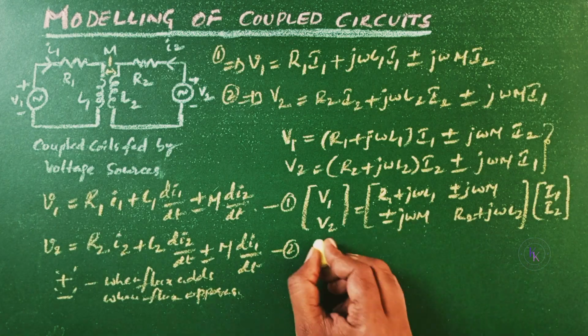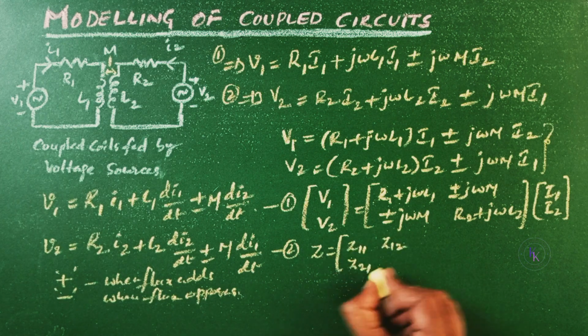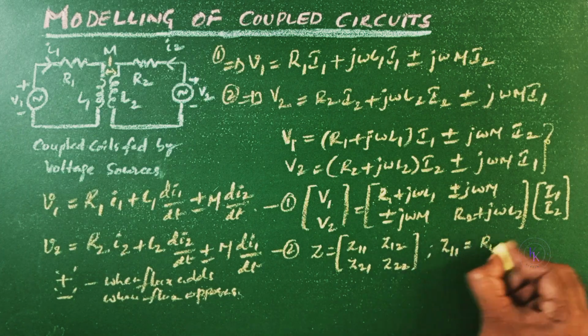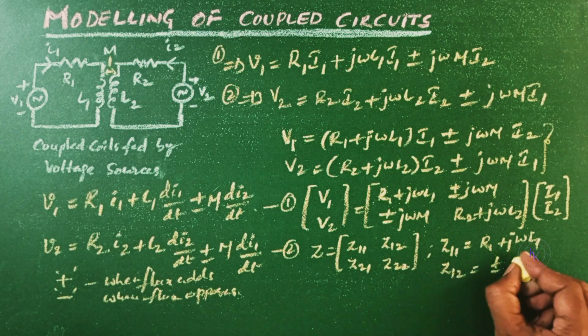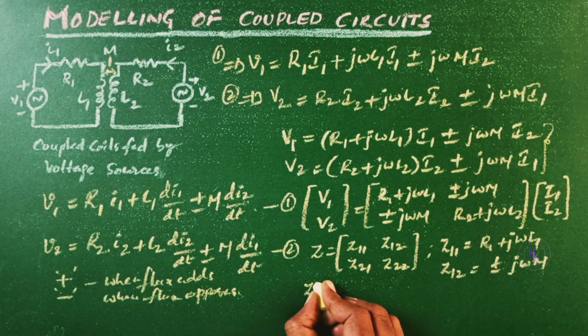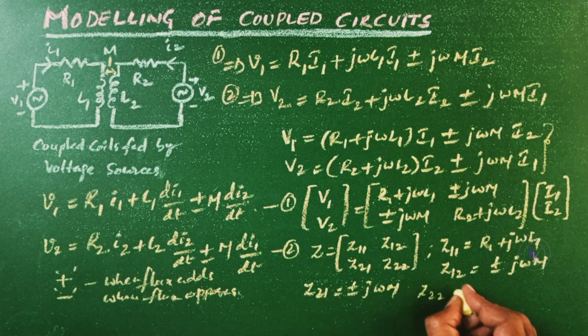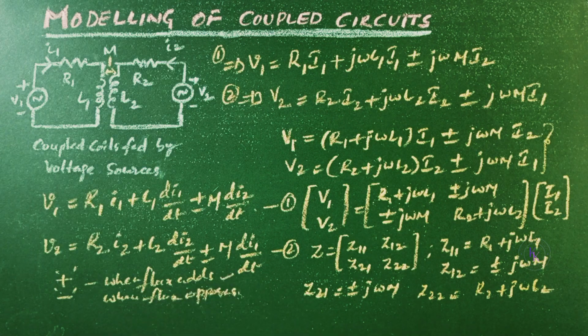Here the impedance matrix Z equals Z11, Z12, Z21, Z22, in which Z11 equals R1 plus j omega L1, Z12 equals plus or minus j omega M, Z21 equals plus or minus j omega M, Z22 equals R2 plus j omega L2. Here also plus is for when the flux is going to add and negative is for when the flux opposes. This is regarding modeling of coupled circuits.